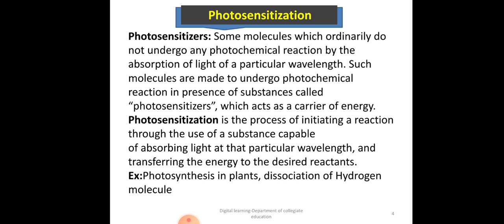Photosensitization. Some molecules ordinarily do not undergo any photochemical reaction by the absorption of light of a particular wavelength. Such molecules are made to undergo photochemical reaction in presence of substances called photosensitizers, which act as a carrier of energy. So, photosensitization is the process of initiating a reaction through the use of a substance capable of absorbing light at that particular wavelength and transferring the energy to the desired reactant. Example: photosynthesis in plants, dissociation of hydrogen molecule.